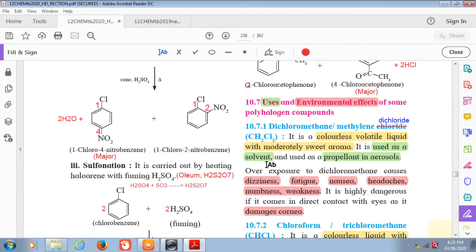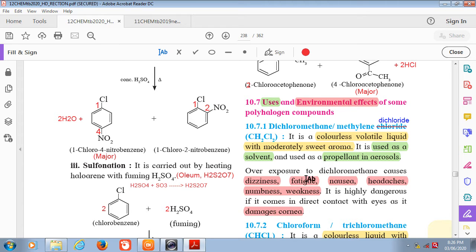So you can easily understand. Dichloromethane is a colorless volatile liquid with a moderately sweet aroma. Aroma means odor. It is used as a solvent, and it is also used as a propellant, meaning a fuel, in aerosol.